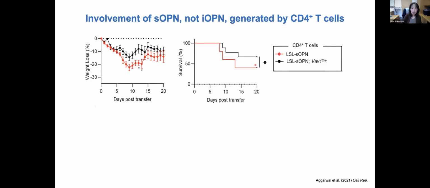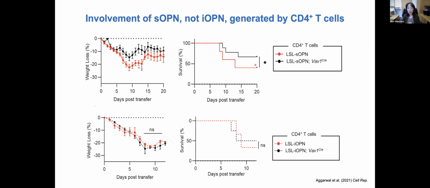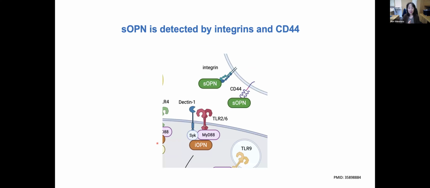And then here also we wanted to try iOPN in CD4 T cells, but we didn't see the difference. So intracellular OPN in CD4 T cells is not really involved in here. So now we try to focus on sOPN from CD4 T cells in this model. And then I mentioned before, sOPN can be detected by integrins and then CD44s. So next we asked which receptor is involved. And here we try both, and then it turned out CD44 is involved for the protection.